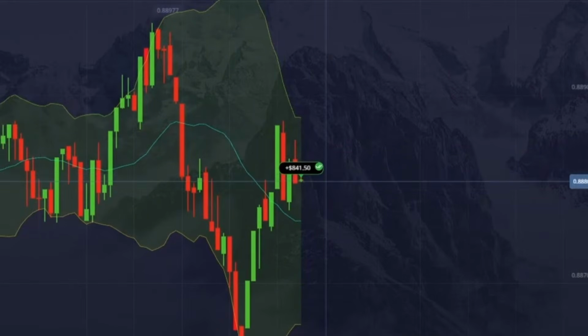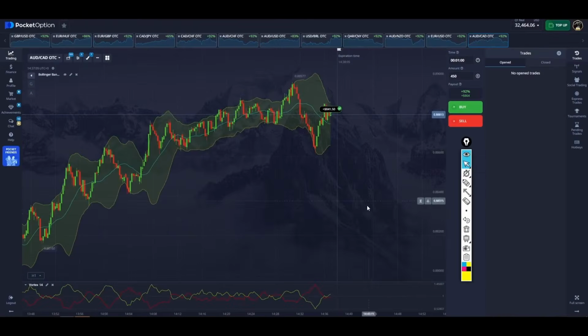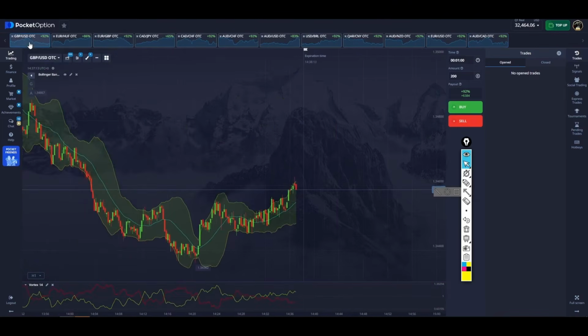In the very last seconds, my position closed in profit. That's great. But since the situation here is unstable, it's better to move on and look for another asset. The trade closed in the green, and that's what matters.